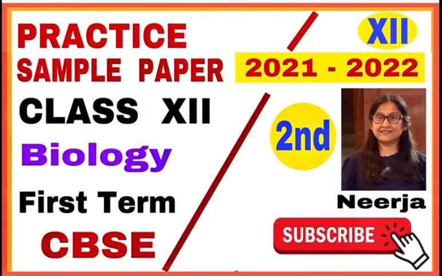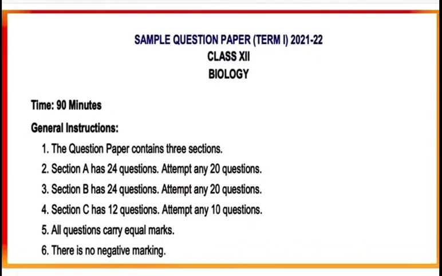Hello students, here we will discuss the practice sample paper for session 2021-22 class 12th first term as per CBSE new pattern. Read the instructions. You have to attempt 20 questions from section A, 20 questions from section B and 10 questions from section C. All questions carry equal marks and there is no negative marking.